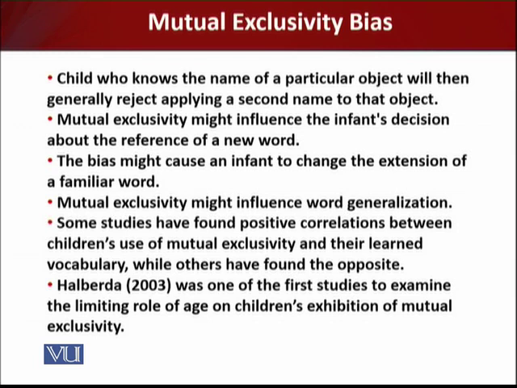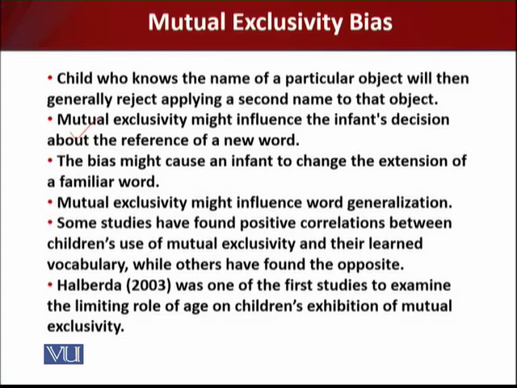A subsequent study presented children with novel labels for objects for which they already had labels, such as claw for hammer. Now, in this instance, the children interpreted the novel term as applying to only one part of the object. Now, another point to remember is that mutual exclusivity might influence the infant's decision about the reference of a new word. For example, if a child is faced with a familiar object for which they already have a label and an unfamiliar object which they have not yet labeled, they are likely to map a novel word onto the unfamiliar object. So this is called the disambiguation effect.